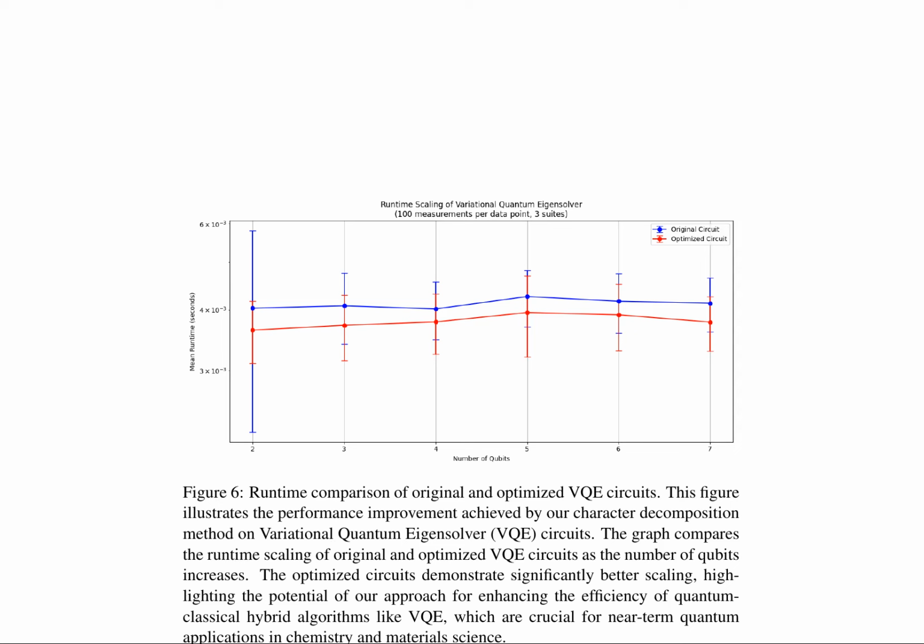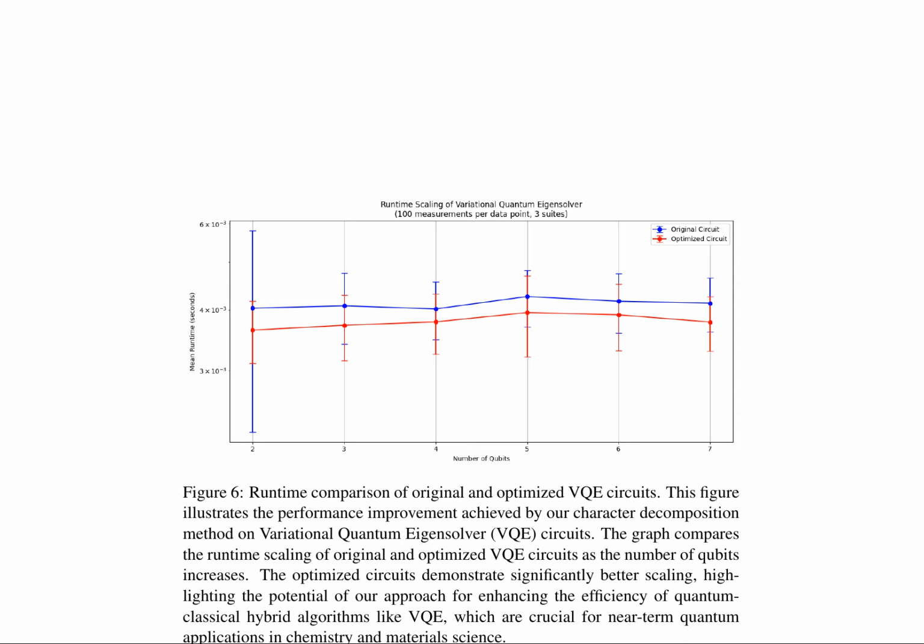Figure 6 presents a runtime comparison of original and optimized variational quantum eigensolver (VQE) circuits, showcasing the performance enhancement achieved by the character decomposition method. As the number of qubits increases, optimized circuits demonstrate significantly better scaling, underscoring the potential of this approach for enhancing the efficiency of quantum classical hybrid algorithms like VQE. This is crucial for near-term quantum applications in chemistry and materials science.